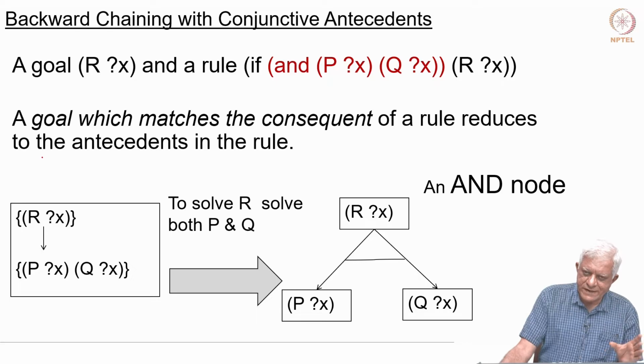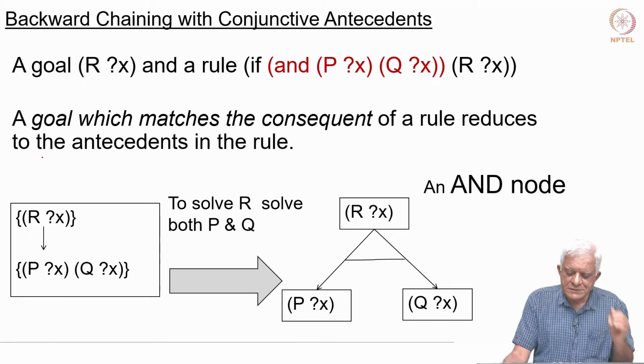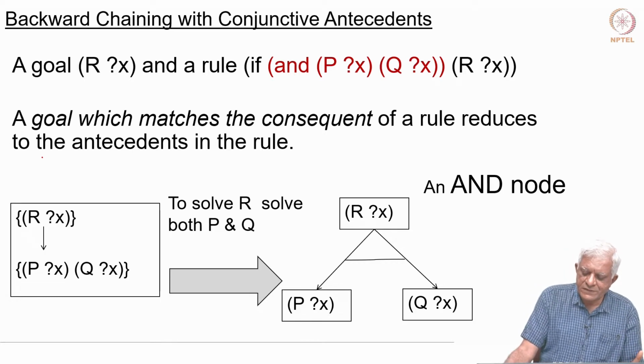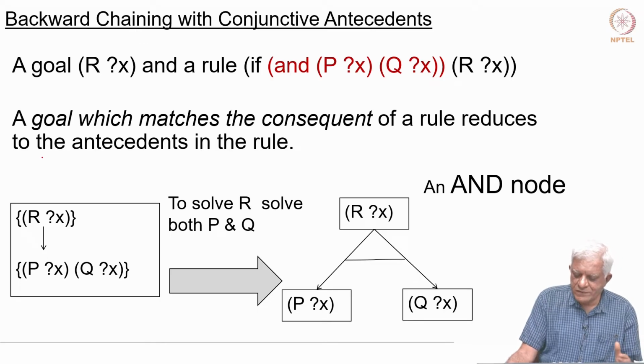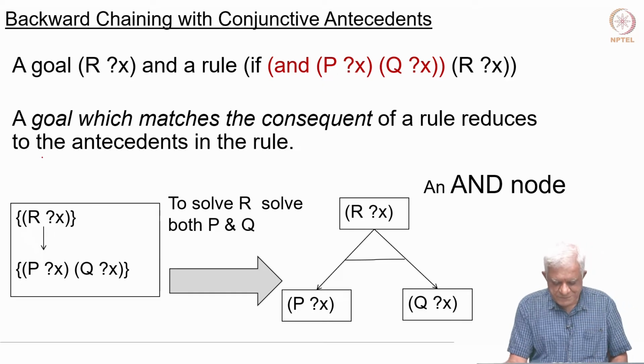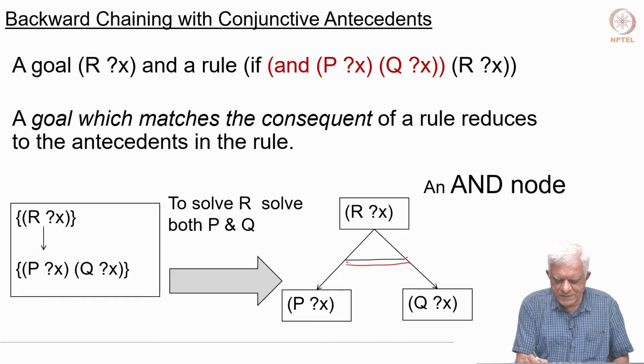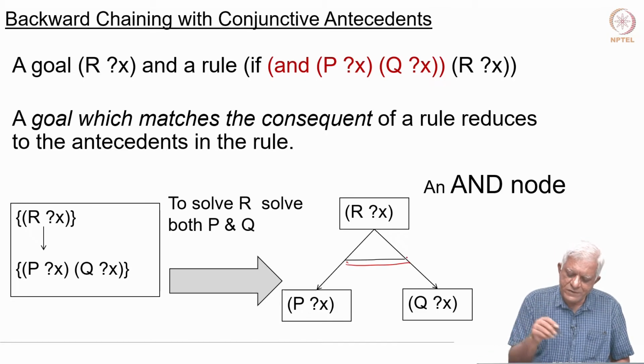We can think of this as an AND node if you want to visualize the search space, because eventually these programs are going to do search in some form. We can think of this as an AND node, and then AND OR graphs are standard graphs which we can study independently. To solve R, you must solve both P and Q, and therefore, you go from R to P and Q. And this line here says that this is an AND node, that it is not a choice, you have to do both of them.